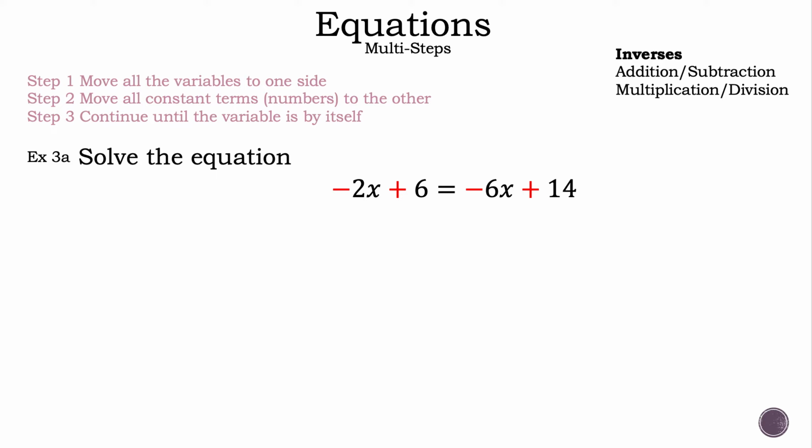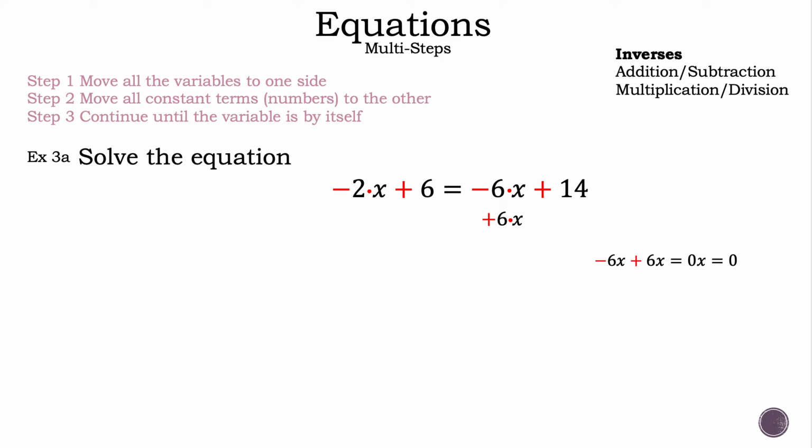We have negative 2x plus 6 is equal to negative 6x plus 14. Now let's add the hidden symbols. So we have negative 2 times x plus 6 is equal to negative 6 times x plus 14. You may be wondering which side to do it on. Well, I'm going to show you how to do it in both ways to show you that it doesn't matter. So in this case, we're going to go ahead and move the variable to the left-hand side.